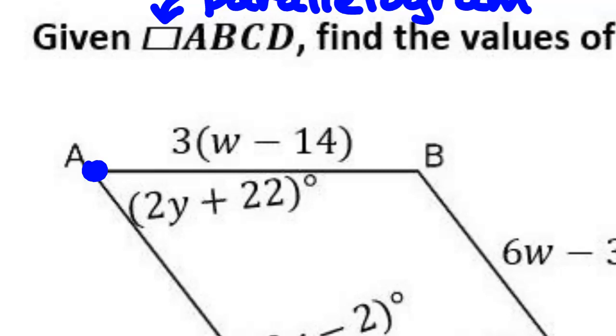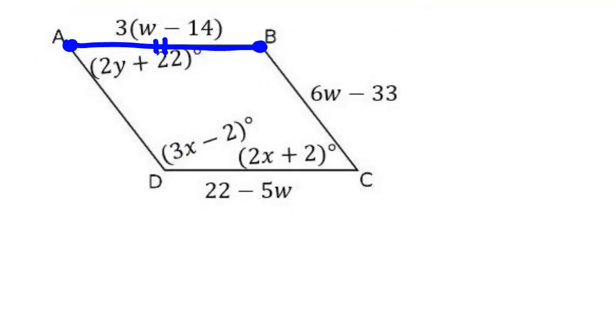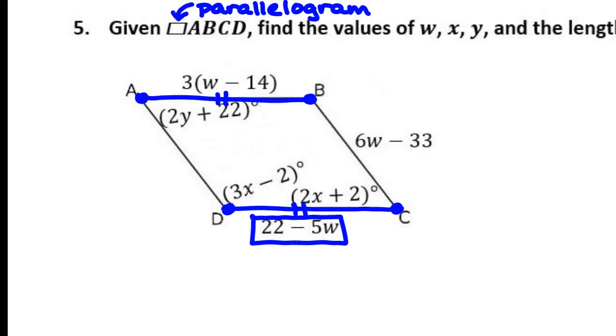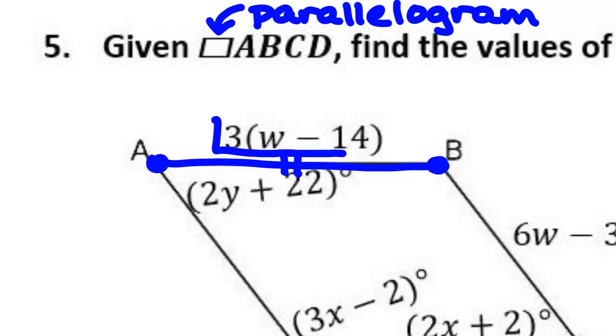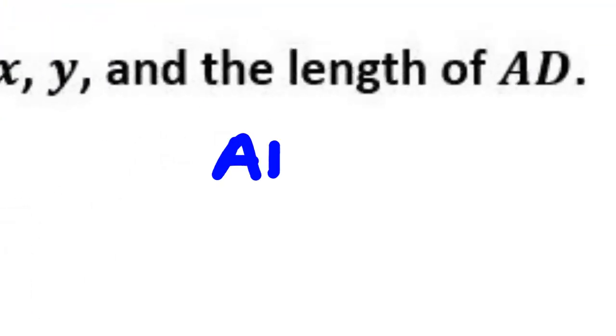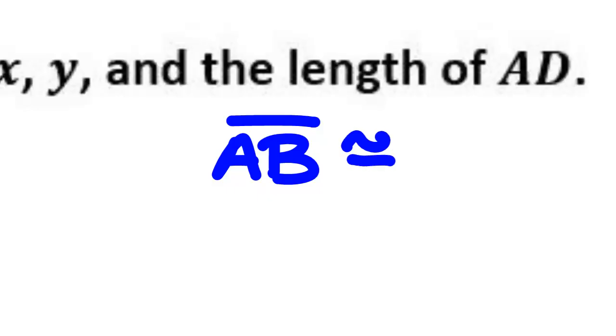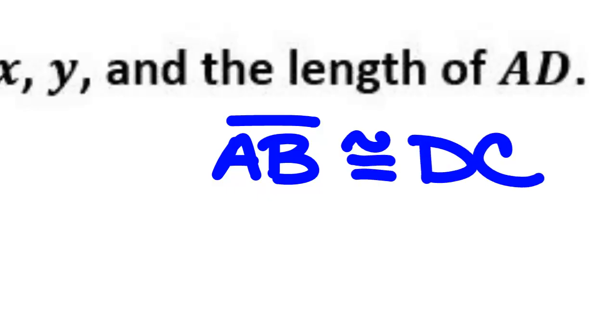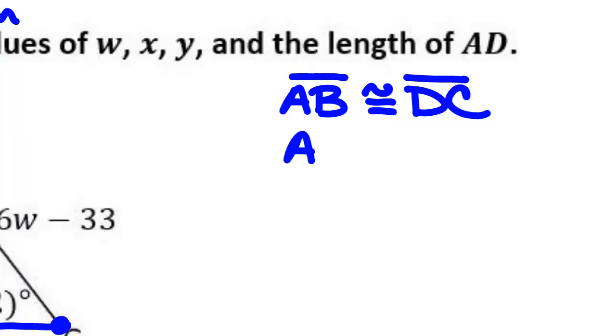AB, from right here to right here. You said that's congruent to what? DC, from right here to right here. So here's DC, and here's AB. AB is congruent to DC. So that means the length of segment AB is equal to the length of segment DC.